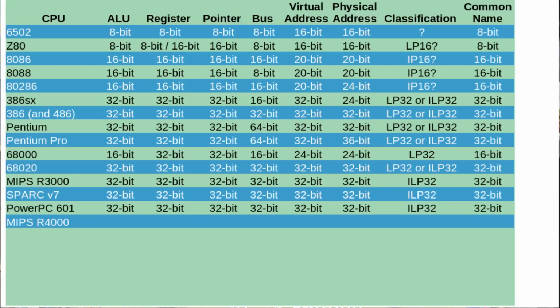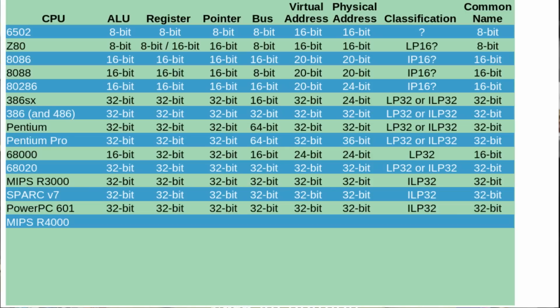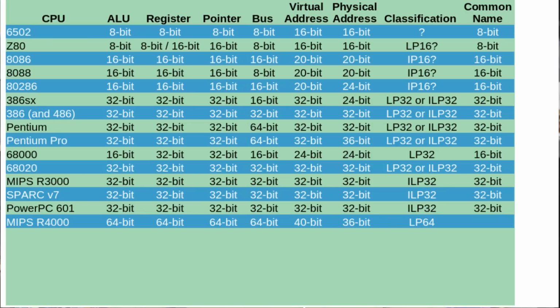No one argues that. MIPS R4000, credited with being the first 64-bit CPU. 64-bit ALU, 64-bit registers, 64-bit pointers, 64-bit address bus. As far as I could tell, it had a 40-bit virtual address space and a 36-bit physical address space, LP64, 64-bit CPU. The first of its kind.